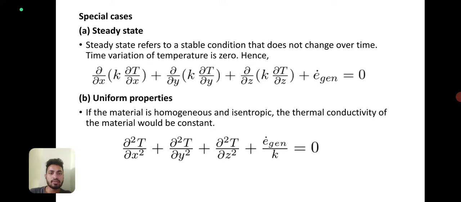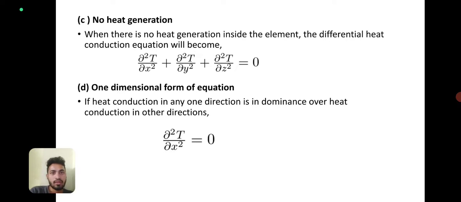B. Uniform properties. If the material is homogeneous and isotropic, the thermal conductivity of the material would be constant. Dou square T by dou x square plus dou square T by dou y square plus dou square T by dou z square plus heat generation by k equal to 0. When there is no heat generation inside the element, the differential heat conduction equation will become dou square T by dou x square plus dou square T by dou y square plus dou square T by dou z square equal to 0.